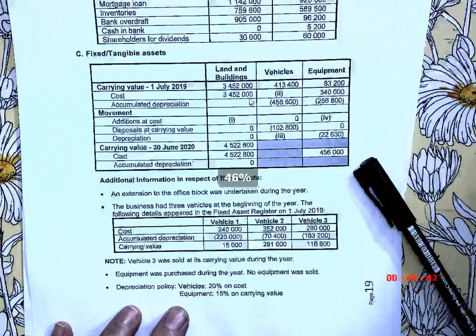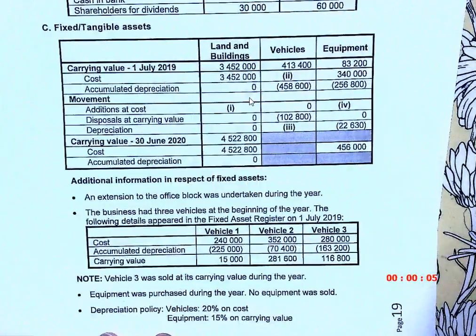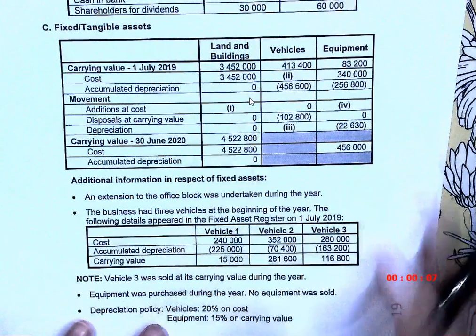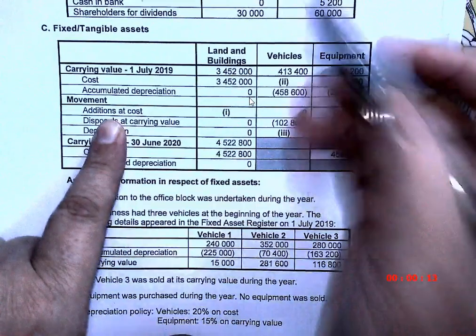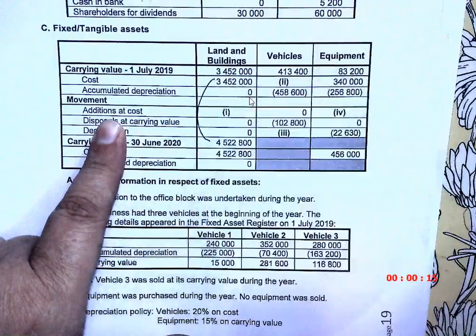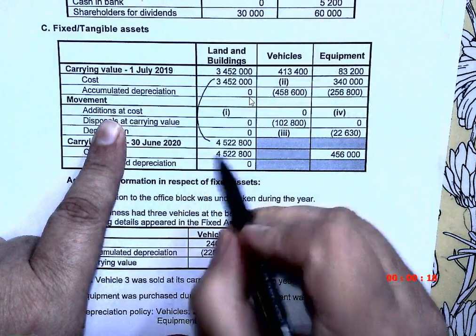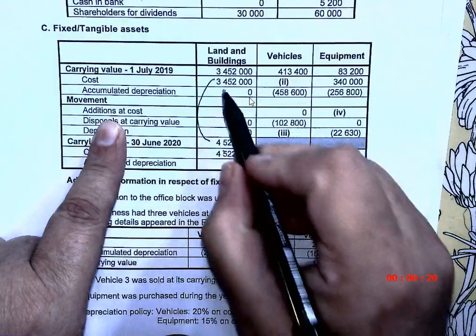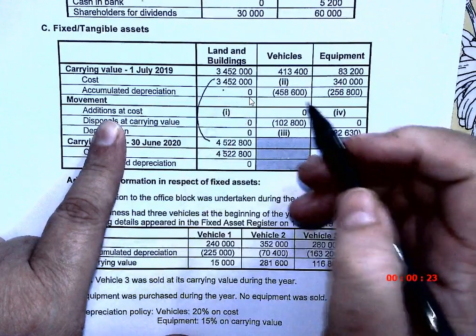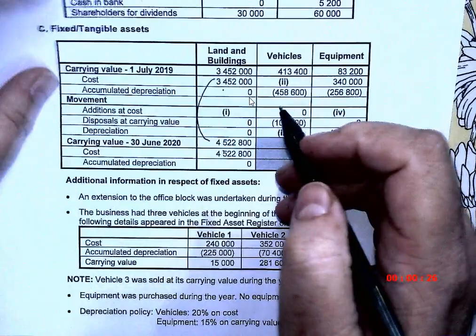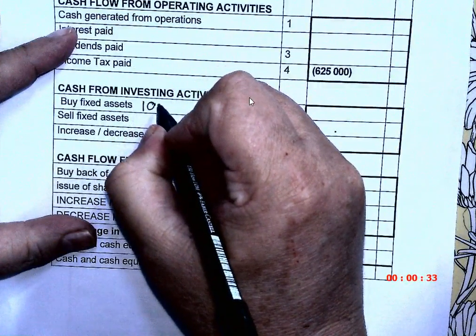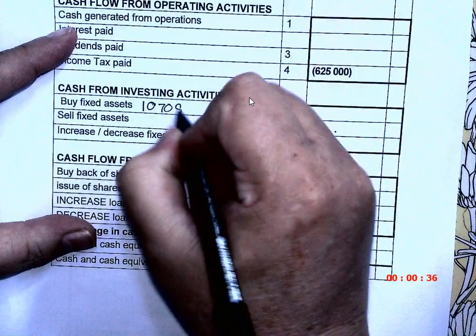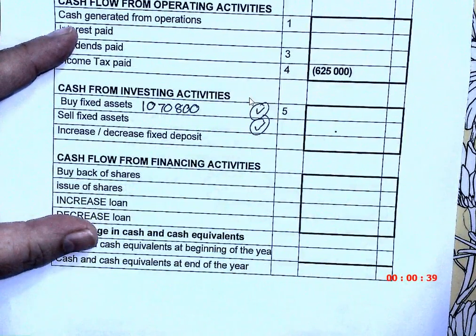So, when I look at this, the first thing I see is land and buildings is number 1. So it's an addition at cost, right? Now I see what's the difference between those two and what is it? So I say 4522 less 3452. What does that give me? Okay, say it nicely for me again. 800. Okay, so I already transfer it there.